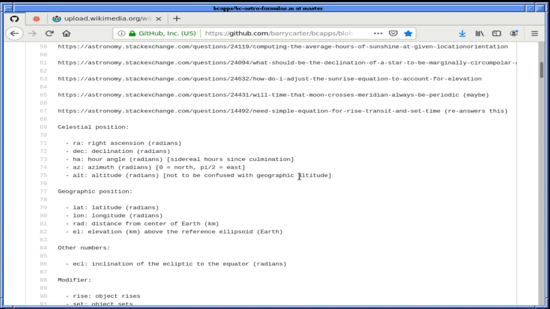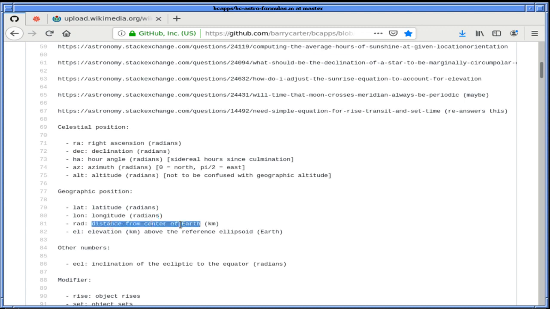So I've decided I'm going to use alt to mean altitude in radians, which tells you how high an object is in the sky. So once you face the correct direction, how far up do you need to look? Now we can go to something pretty simple here. The geographic position, where on the Earth are you? That's latitude, usually measured in degrees. I'm going for radians. Longitude, usually measured in degrees also, going for radians.